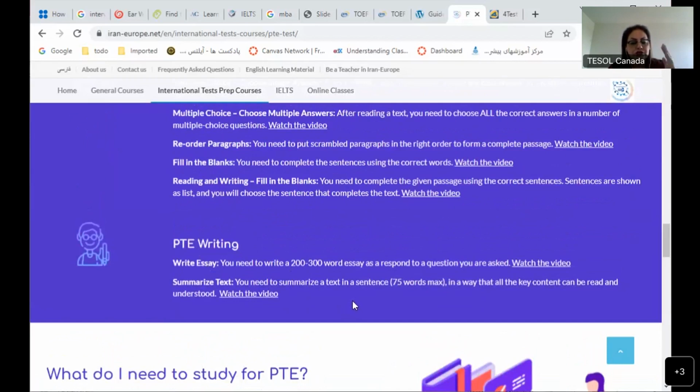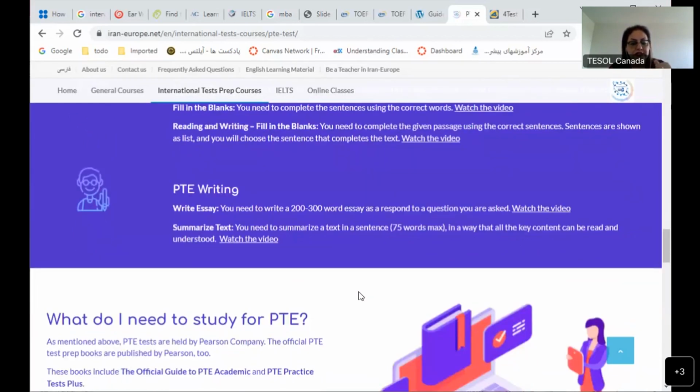Summarize text, you need to summarize the text in a sentence, 75 words max. And you have to mention the key content.